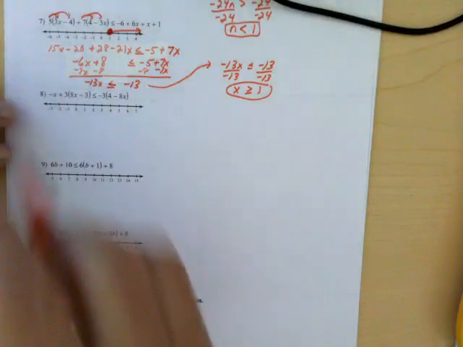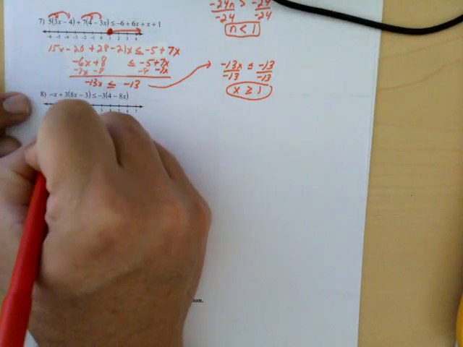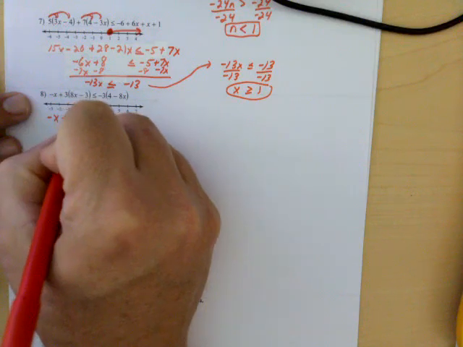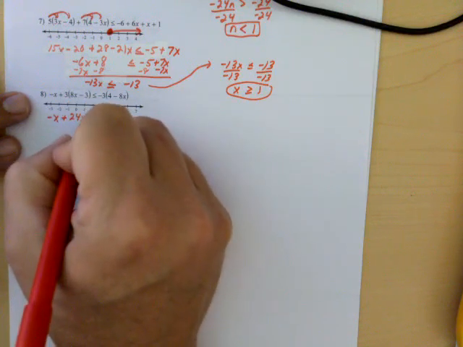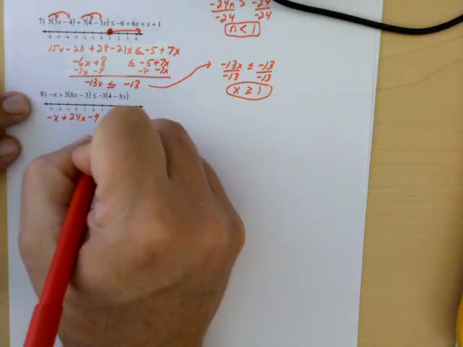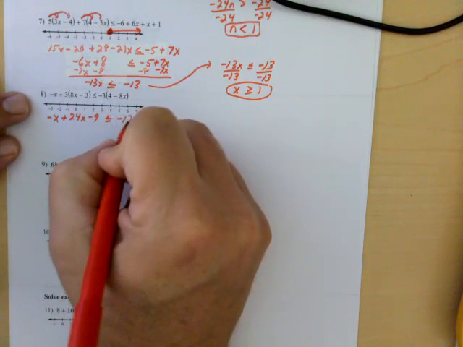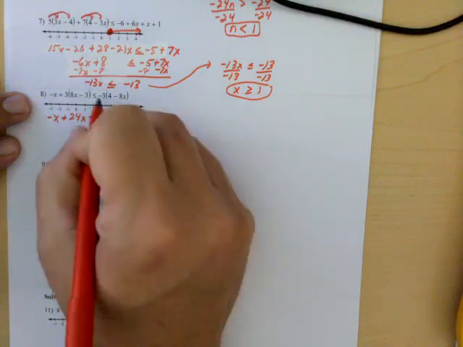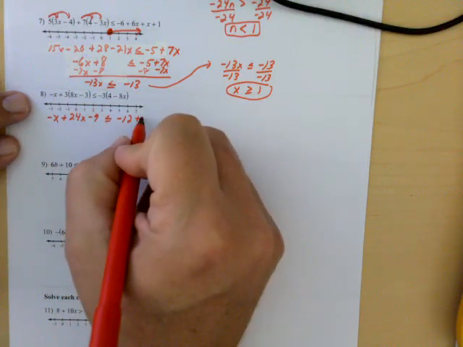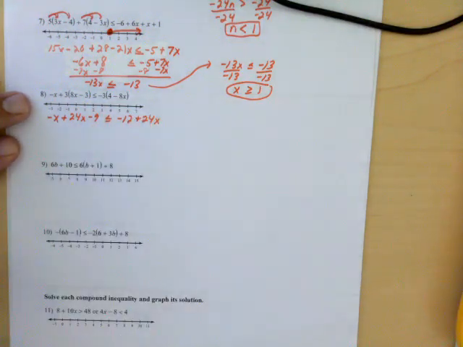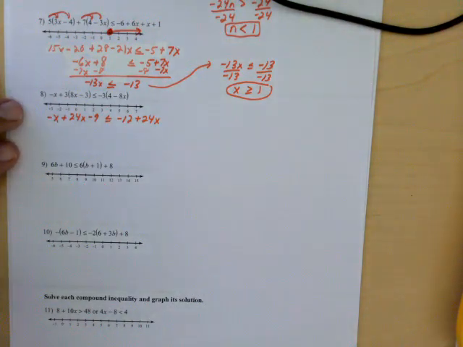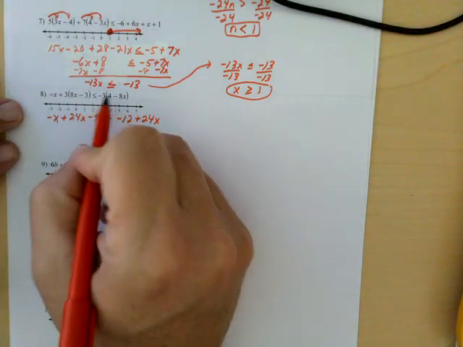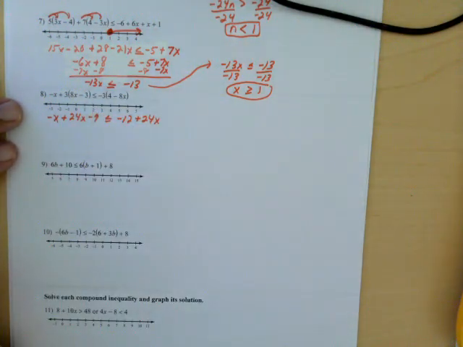Number 8, we have a negative x. I'm going to distribute the 3. So 3 times 8 is 24. Minus 9 is less than or equal to negative 12. And then we get a positive. A negative times a negative is a positive. So that's where I've seen some mistakes in the past. Be careful with your signs, okay? You see a negative times a negative, it has to become a positive.